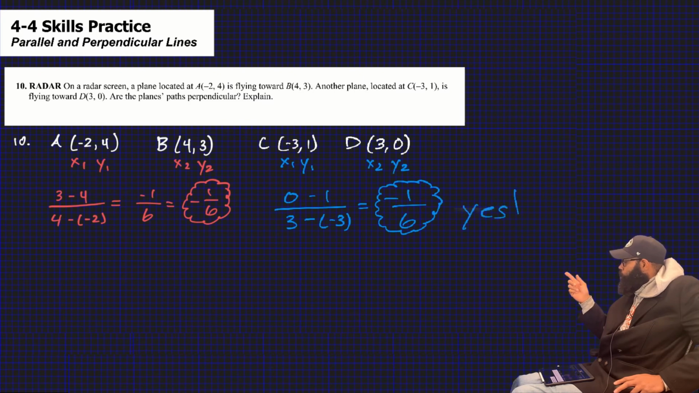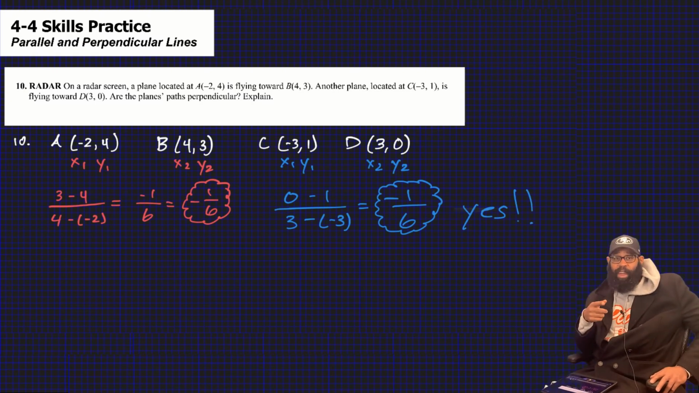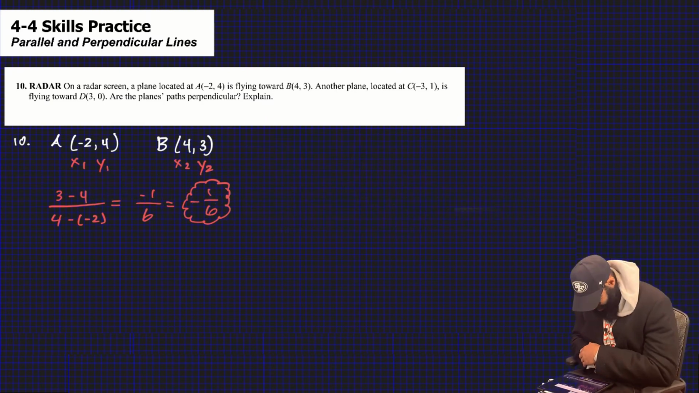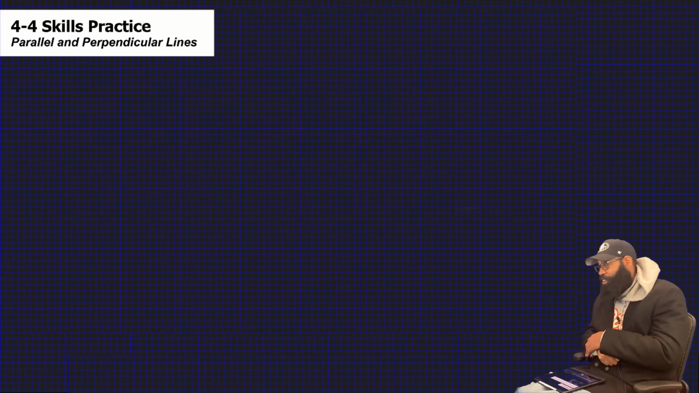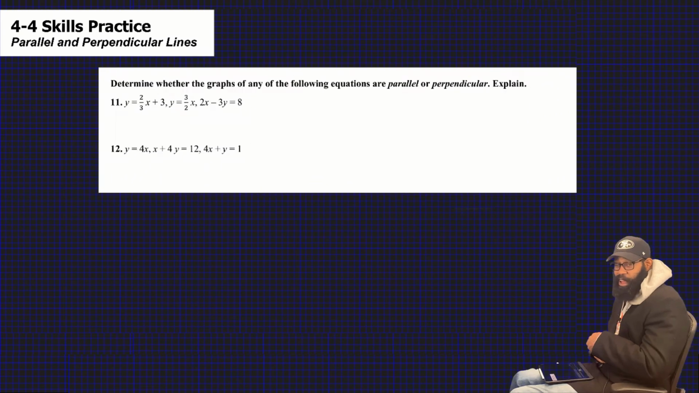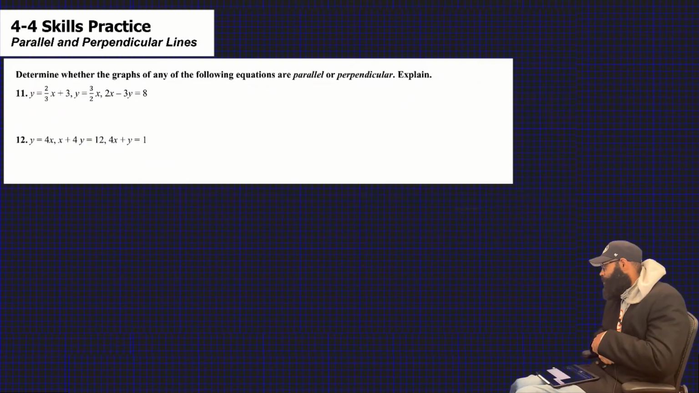Are the planes perpendicular? Explain. No. What do you mean yes? It's not yes, it's no. I don't know what happened here. I thought it said parallel. Don't worry. That was some good math right there.